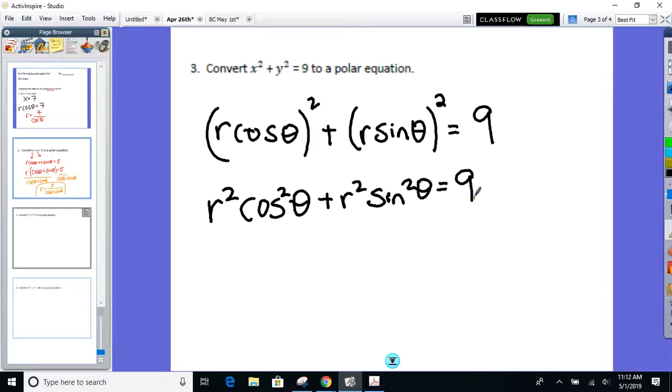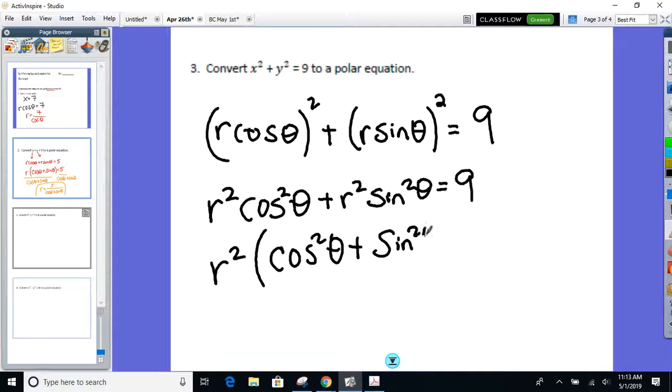Based off what we did last problem, what do you want me to do next? Remember, you need one r left somehow. What do they both have? R squared. Take it out. What's left? You're doing some hardcore math here, ladies and gentlemen. Be proud. What's inside? Cosine squared theta plus sine squared theta equals 9.